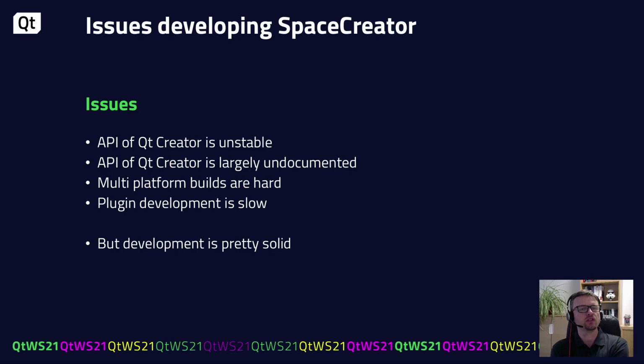The biggest issue for SpaceCreator in using QtCreator is that the API of QtCreator is unstable. So whenever the version changes from QtCreator, its API might change. And keeping up with those changes is not really that easy. As the whole API of QtCreator is not really documented, not in a sense as you're used with the Qt library, which has a really, really nice documentation. QtCreator API is more or less undocumented, and there is no information on the changes of the API as well.